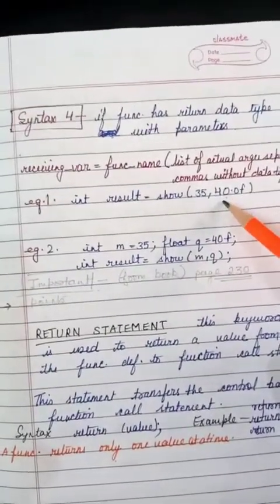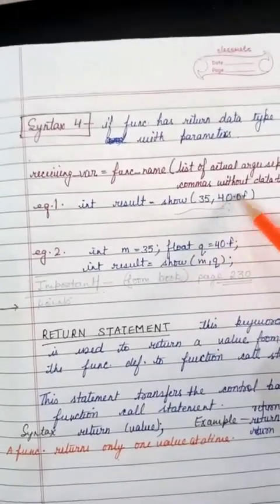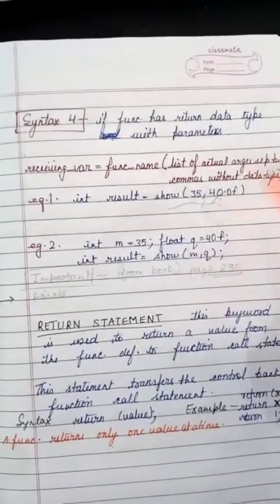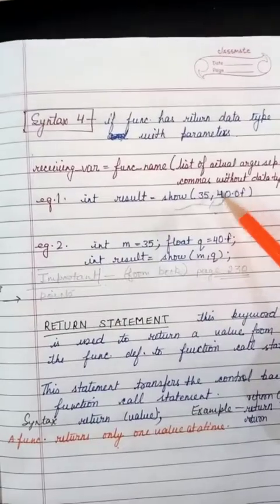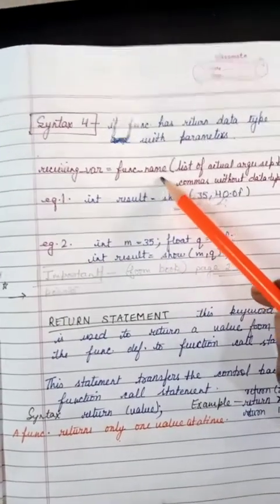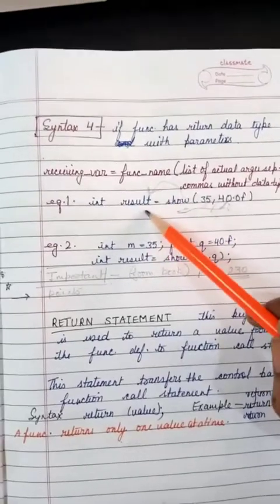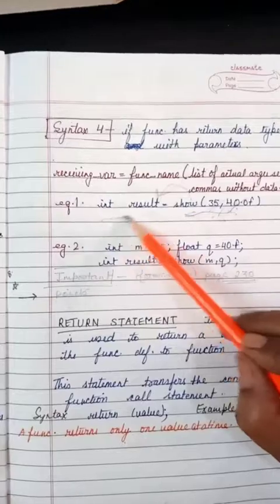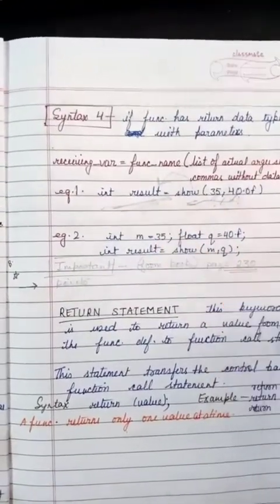Now if with parameters, it doesn't matter. We are calling show, and we are passing these actual parameters to show. Show will calculate whatever the task is there. Then this function is returning an integer value, and that value we are storing within result. We are calling show, and whatever this function returns, we are storing within this variable.